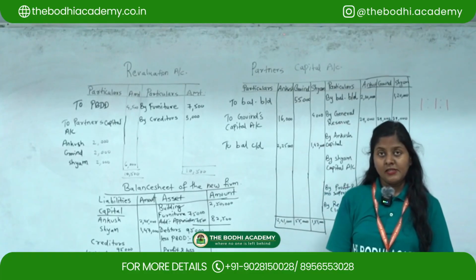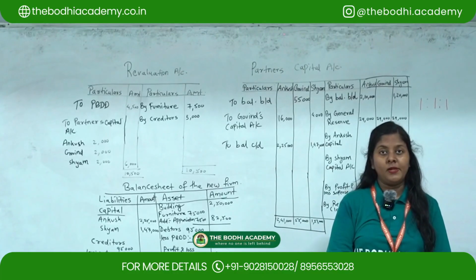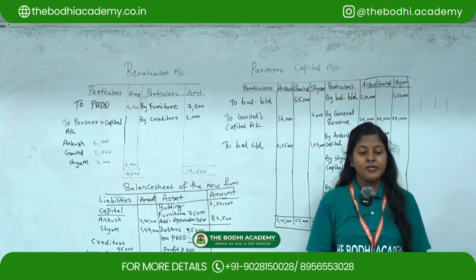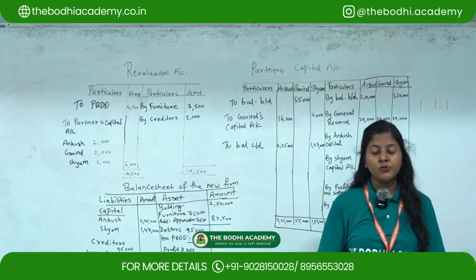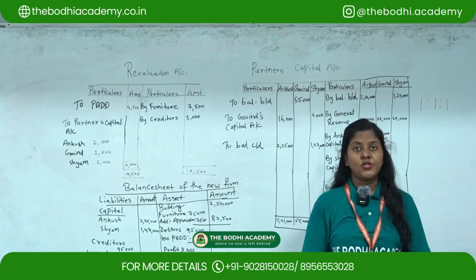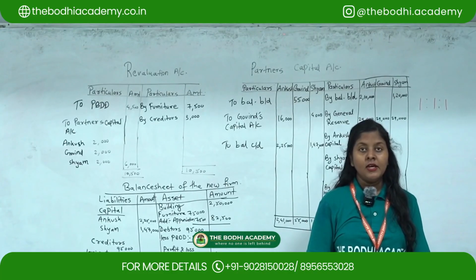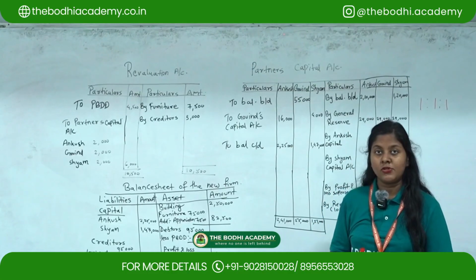So here in the first question we have to check the liability side first. The liabilities side they have given as capital accounts of Ankush, Sham, then they have given general reserve and creditors. Okay, so we'll look at the capital side first of the trial balance.